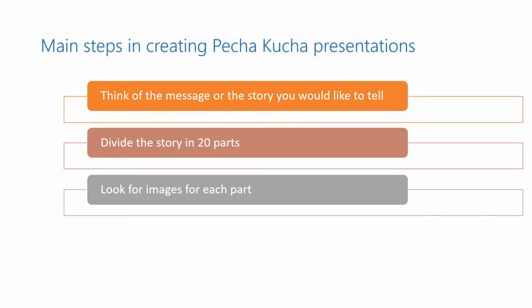Our last question was about the main steps in creating Pecha presentations. So, your first step should be to think of the message or the story you would like to tell. The second step, you should divide your story in 20 parts. And the last step is to look for images for each part.